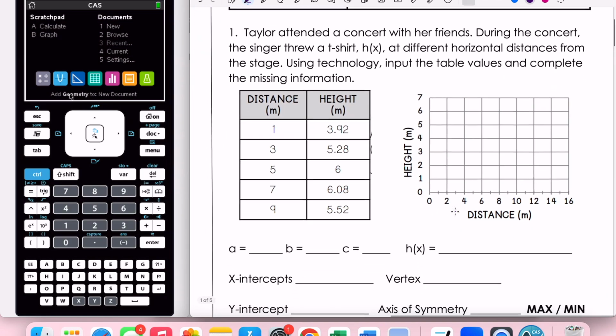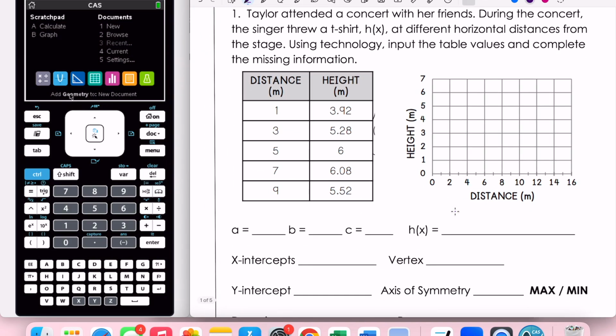So let's take a look at number 1. Number 1 said Taylor attended a concert with her friends. During the concert, the singer threw a t-shirt, h of x, at different horizontal distances from the stage. Using technology, input the table of values and complete the missing information. So remember, the left column are your x's, and the right column are your y's.